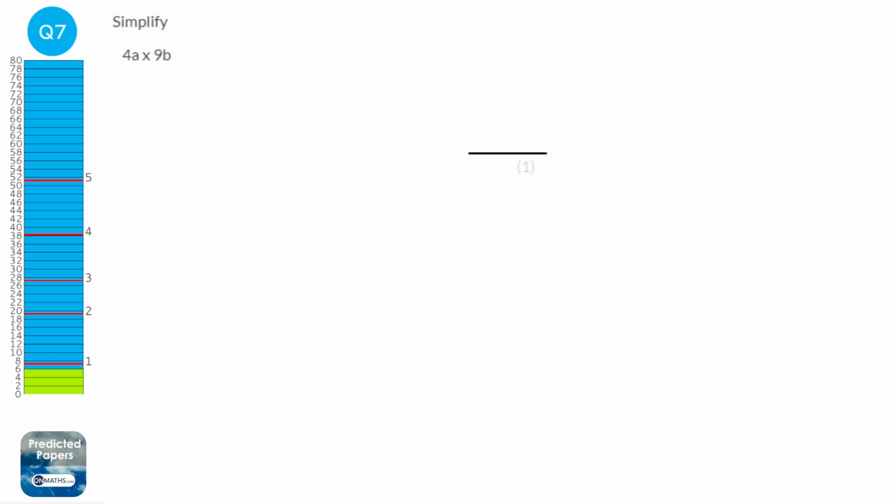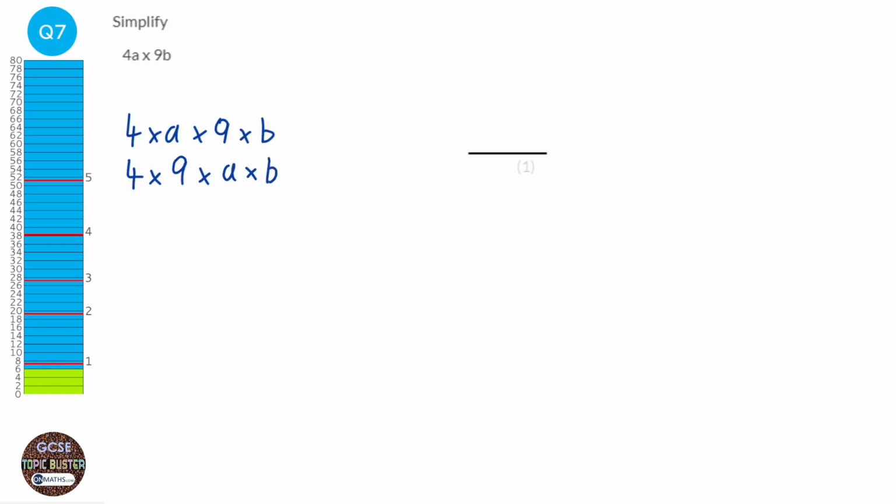When a number is next to a letter, we actually have a times sign there. So I'm going to rewrite this question as 4 times A times 9 times B. What I'm going to do is put the numbers together. So 4 times 9 and then put the letters at the end. Now 4 times 9 is 36, so it would be 36 times A times B, and in algebra we don't put the times signs, so it's 36AB.